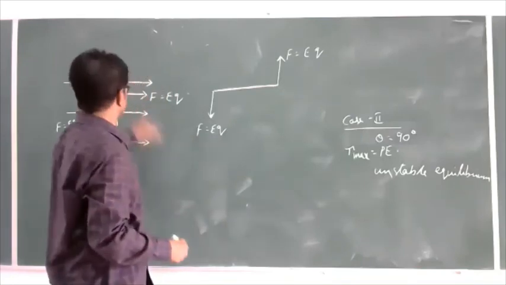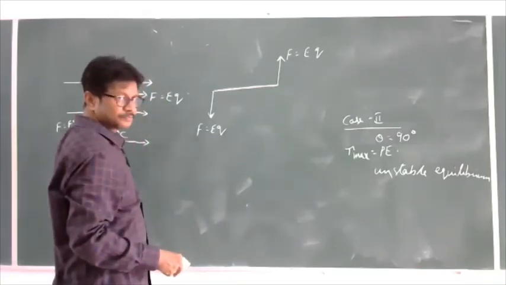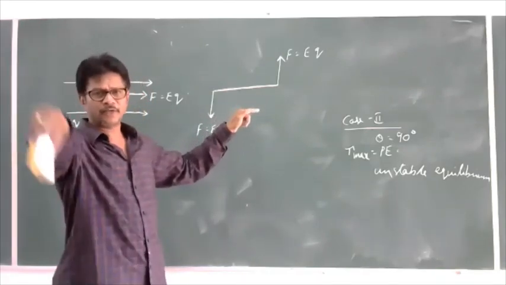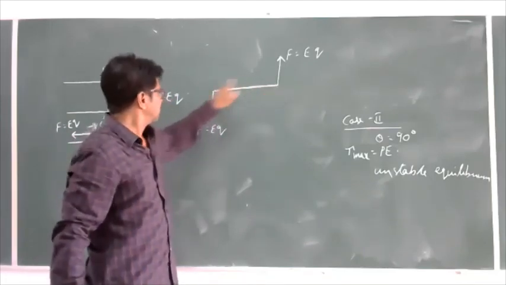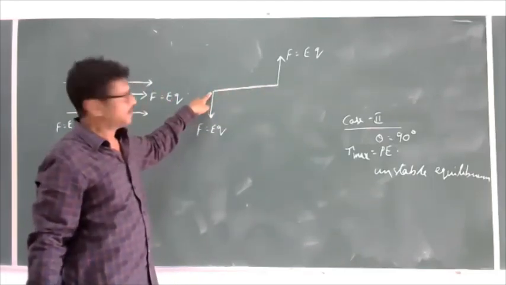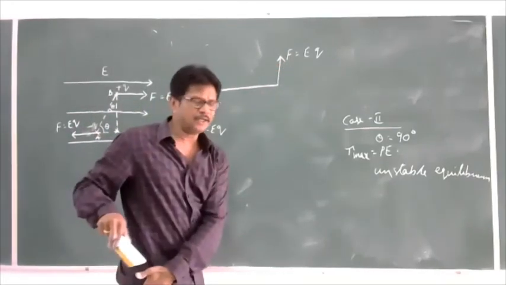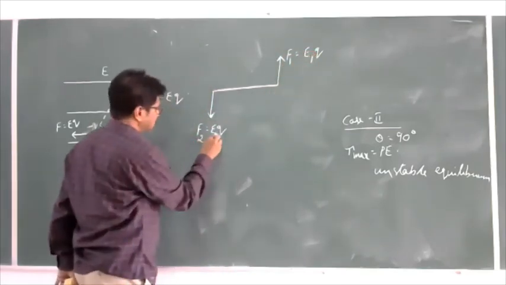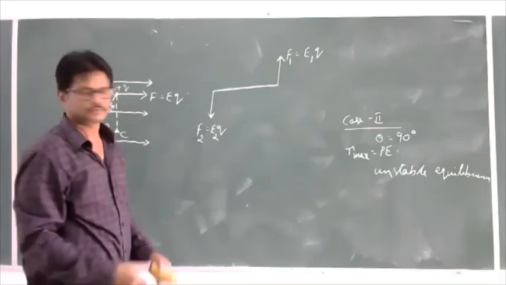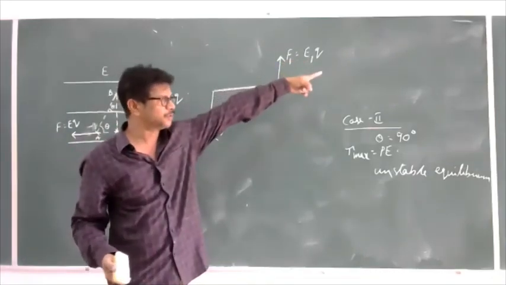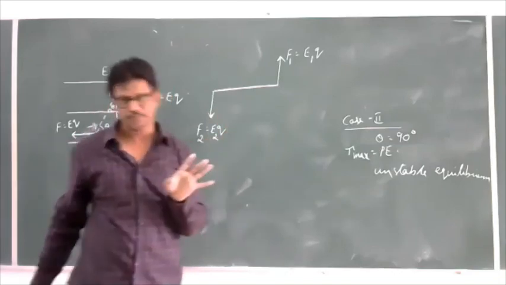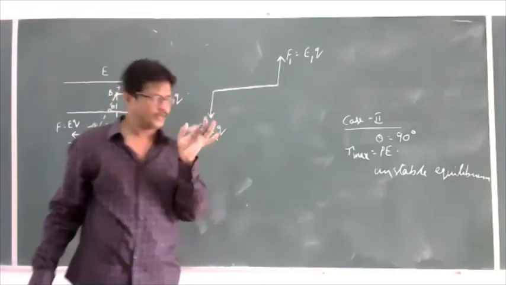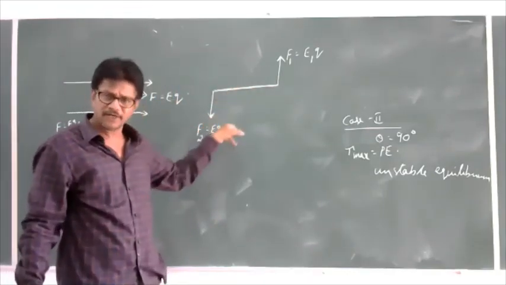When the electric intensity is uniform, the forces cancel, but here the case I am considering is non-uniform. Non-uniform means the electric intensity is different at each end. Definitely it will experience some force here and some other force there. F1 is equal to E1 into Q, F2 is equal to E2 into Q. Is the net force 0?